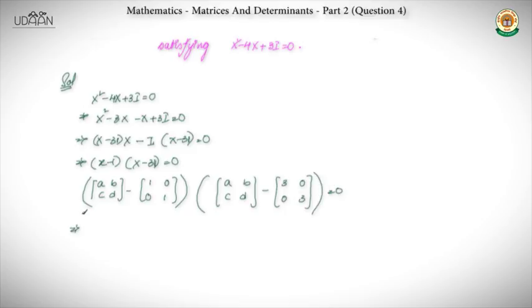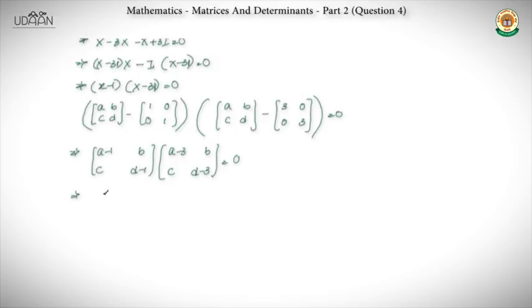So now this becomes A minus 1, B minus 0 is B, C minus 0 is C, and D minus 1, into A minus 3, again B minus 0 is B, C minus 0 is C, D minus 3, is equal to a 0 matrix. It's just not a 0, it means a null matrix.